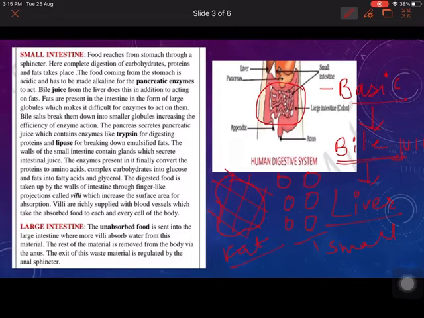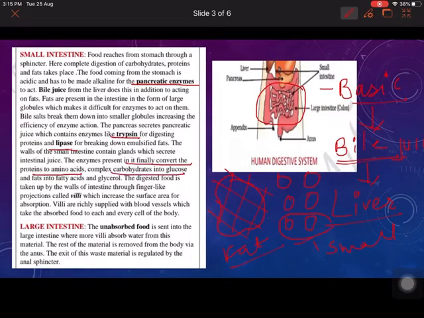Now the different enzymes which are released in the small intestine are known as pancreatic enzymes, and they include trypsin and lipase. The function of trypsin is the digestion of proteins. Actually, protein digestion starts in your stomach, but it completes in the small intestine. Likewise, lipase breaks these small globules down further. So this is how the complete digestion takes place.